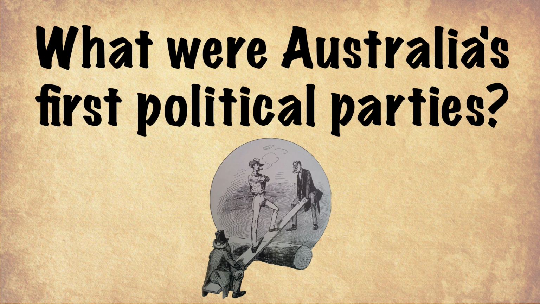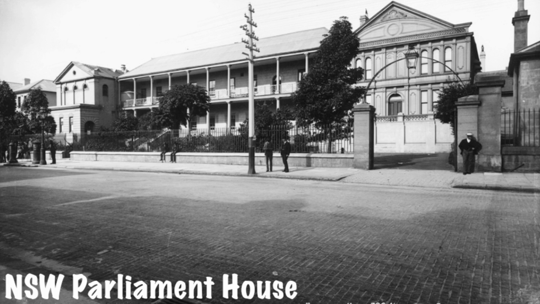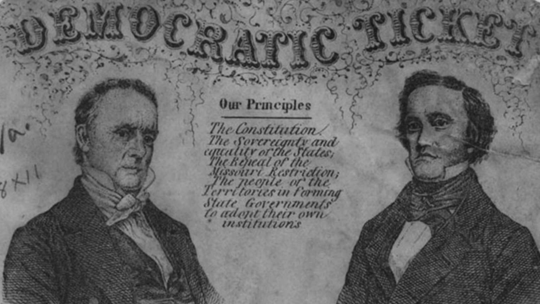Australia's colonial parliaments began in the 1850s, but for the first 30 years there were no political parties. Instead of parties, the members of parliament grouped together in loose alliances. Parties did exist in other countries. The Democratic Party in the US is the oldest active political party in the world. It was formed in 1828.